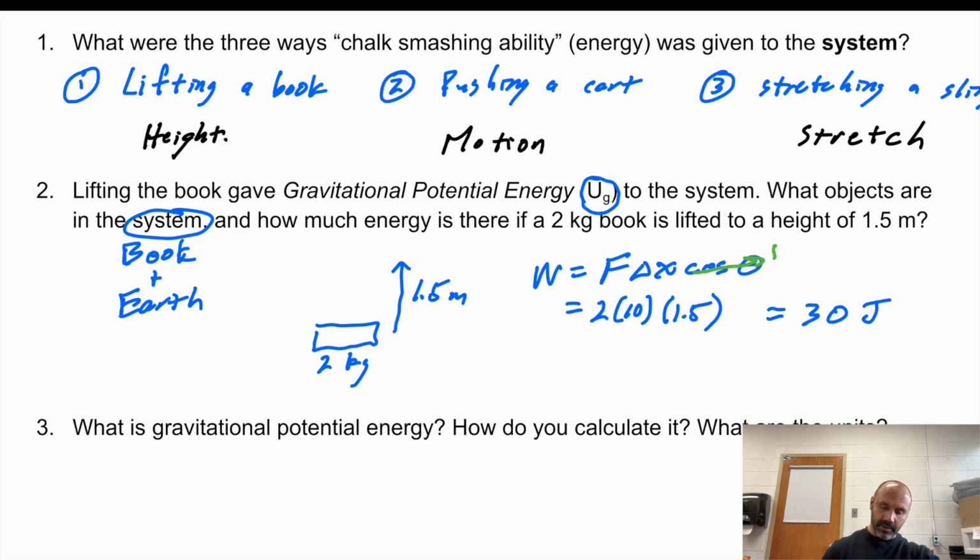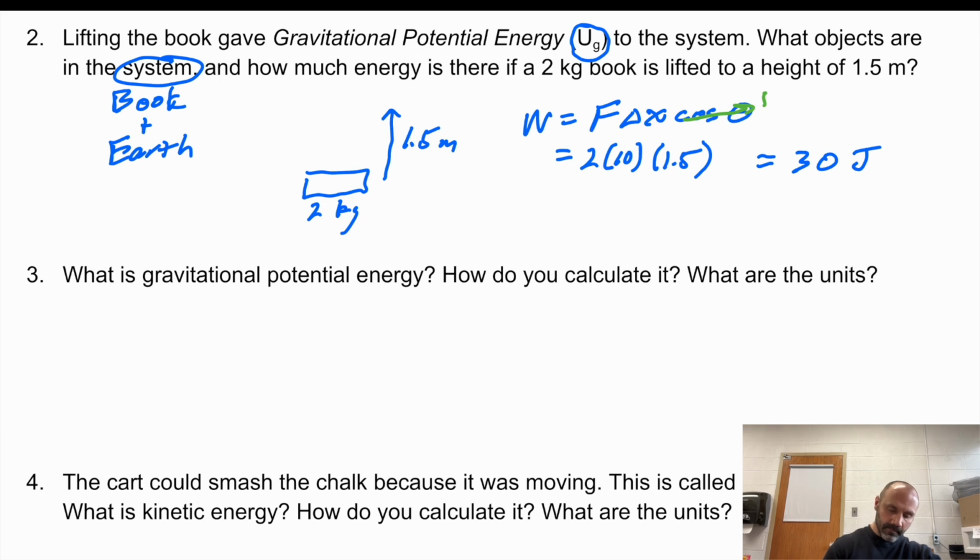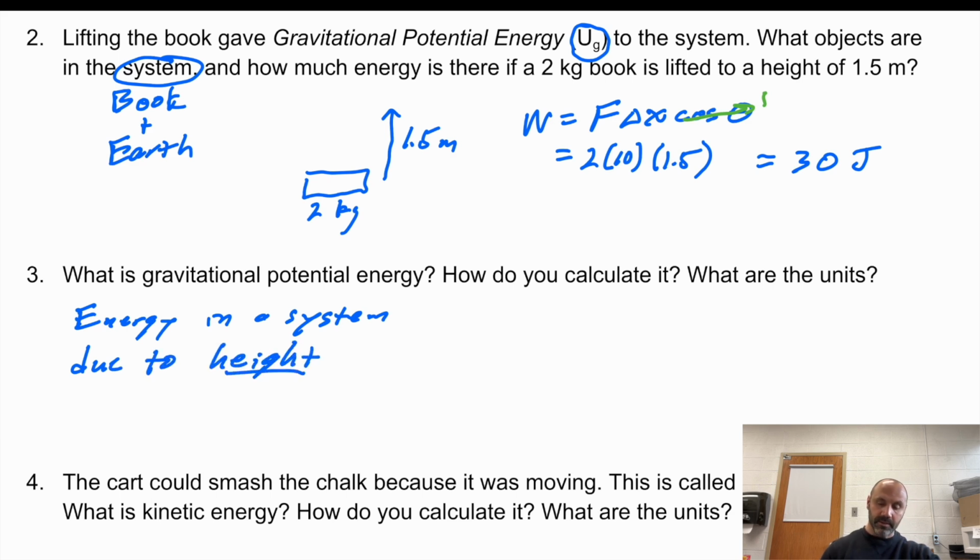So potential energy is energy in a system due to height. That's the key thing. The way that we calculate it, UG, is, well, we just did an example of it. Here what we were doing is we were calculating the work that was done, but it was the work that was done to give that amount of potential energy. And so the way that we find potential energy is just mgh.